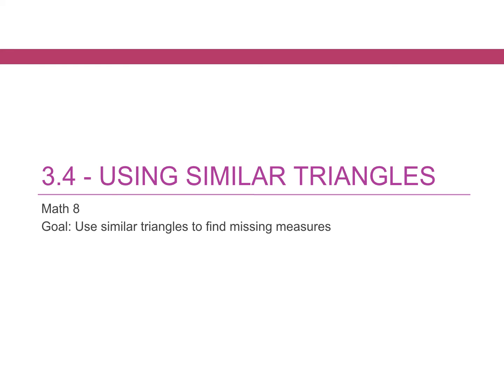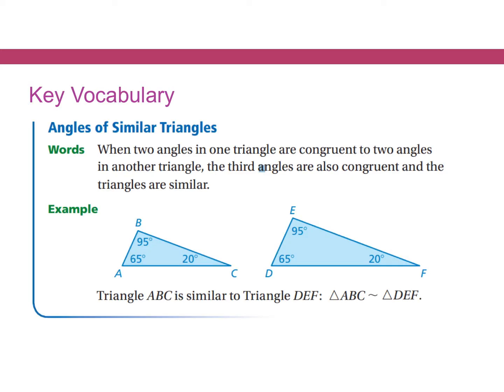Today we're going to look at using similar triangles. Before we can look at similar triangles, we have to first understand what it means for triangles to be similar. In order to have similar triangles, the angles of similar triangles are going to be the same. So it says when two angles in one triangle are congruent, or the same, to two angles in another triangle, then the third angles are also congruent, and the triangles are similar.